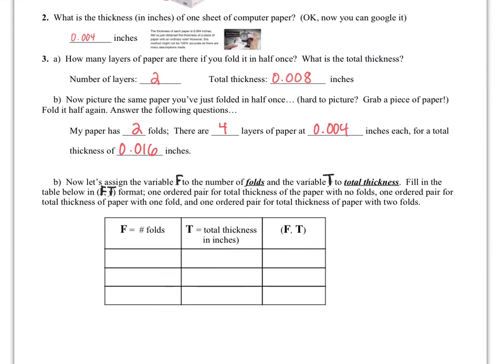So based on the information above, when we start with a single sheet of paper, it has 0 folds in it, which means that it has a total thickness of 0.004 inches. This ordered pair would be (0, 0.004). After 1 fold, there were 2 layers for a total thickness of 0.008. And after 2 folds, there were 4 layers with a total thickness of 0.016.